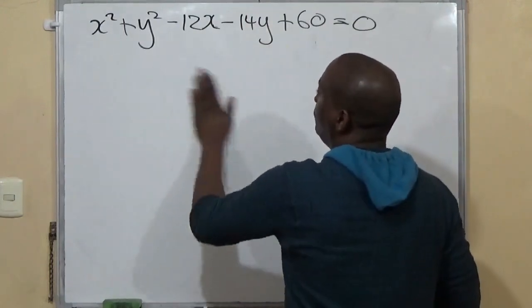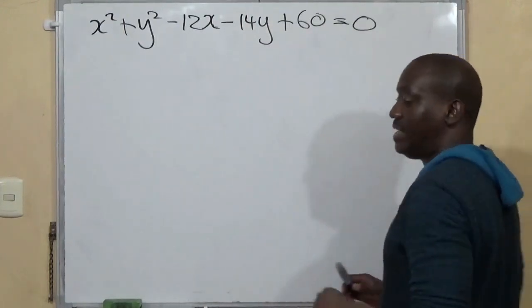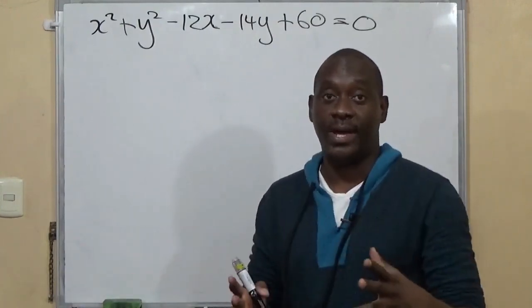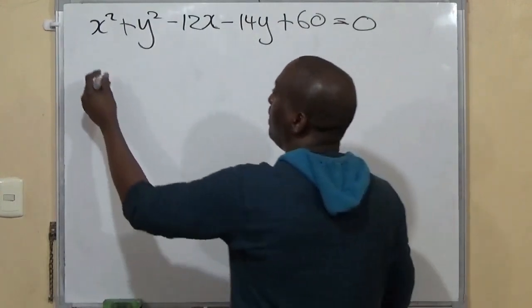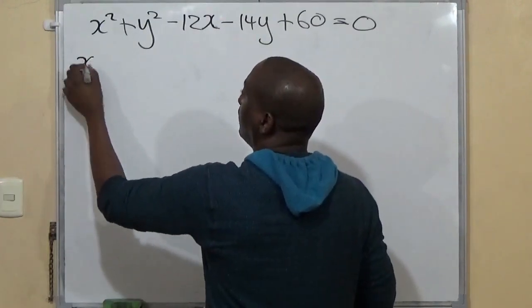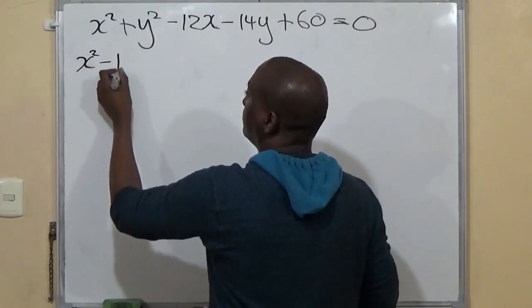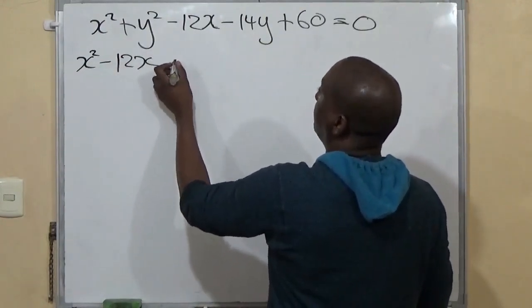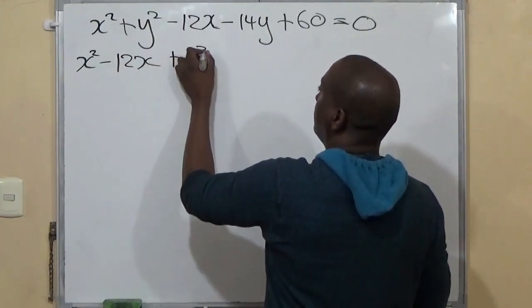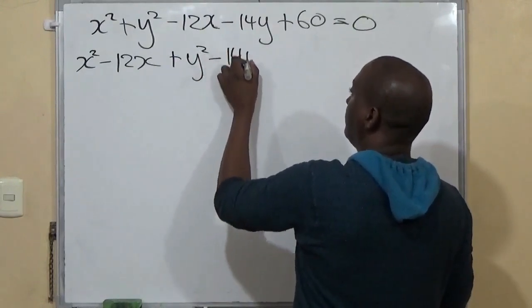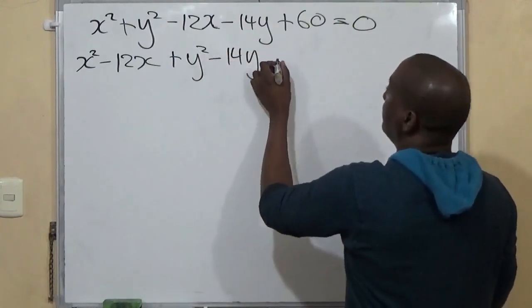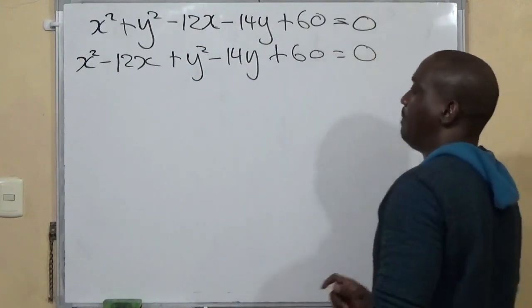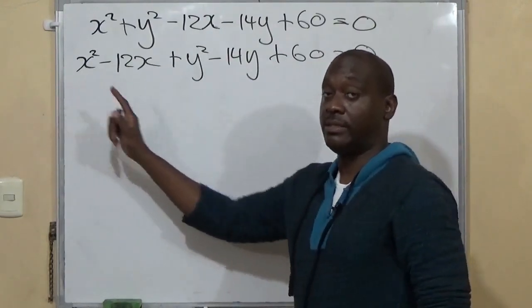So the first thing you do, just as I would have done in the general case a couple of videos ago, you bring all the x's together, you bring all the y's together. So you would have x squared minus 12x, right, plus y squared minus 14y, and you have the constant over here. Alright? You complete the square on this.